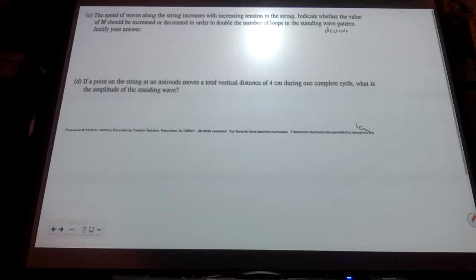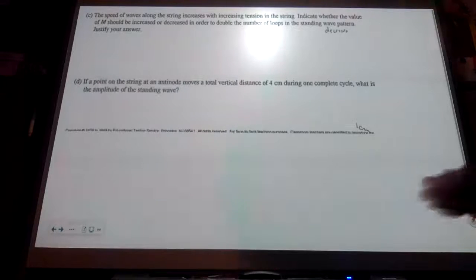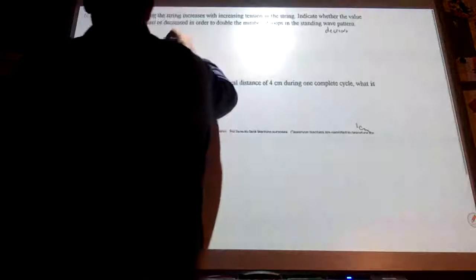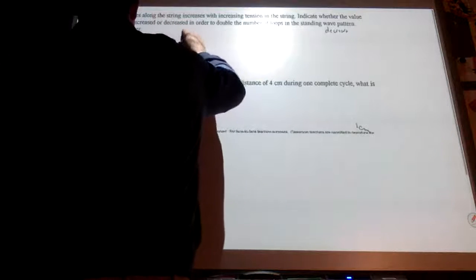The speed of the waves along the string increases with increasing tension in the string. Indicate whether the value of M should be increased or decreased in order to double the number of loops in the standing wave pattern. I am going to want to decrease it.